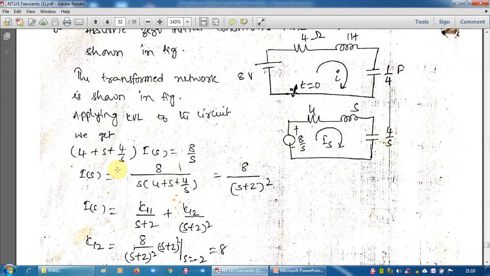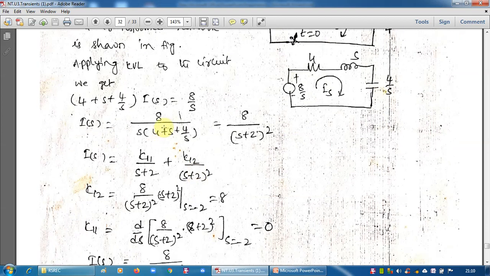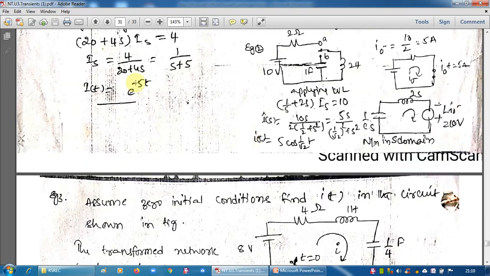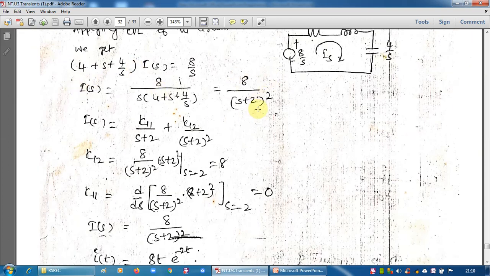Now in this transformed network, I is nothing but what? V by total impedance. V means 8 by S, divided by 4 plus S plus 4 by S. That is I. If we simplify this, it is equal to 8 by S plus 2 whole square. Now the expression is somewhat big, not as simple as the previous case. Here I of s equals 8 by S plus 2 whole square.